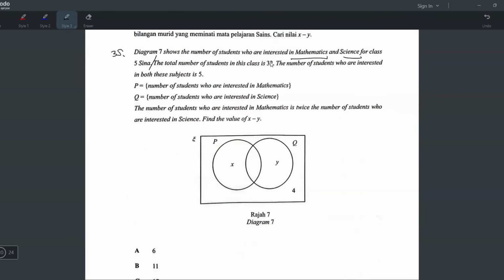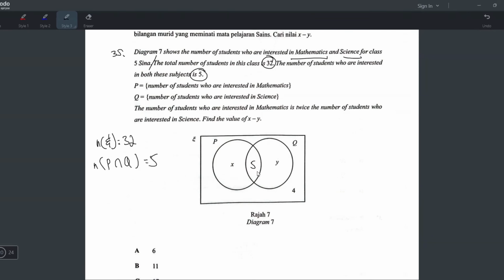Total number of students is 32. That means the number of the universal set is 32. Yeah, the total. And the number of students who are interested in both subjects is 5. Interested in both means the number who like both mathematics and science. So later it will be the intersection of both. Remember, both means this part right here. So I can write the 5 here, and this one must be P intersect Q, the intersection of P and Q.